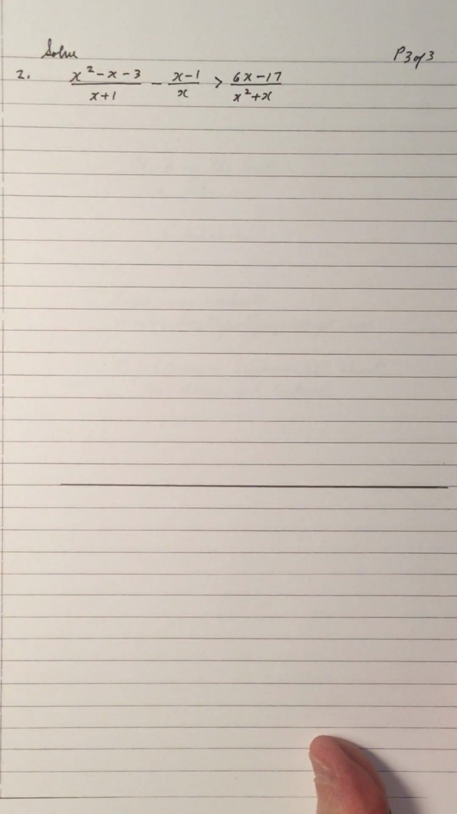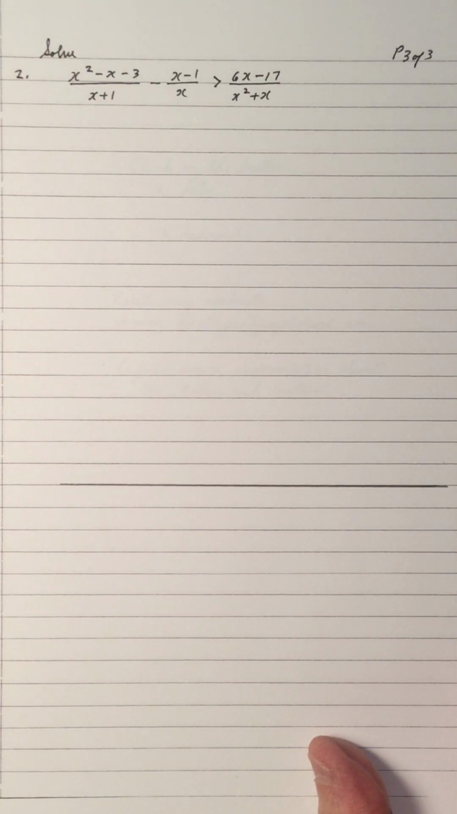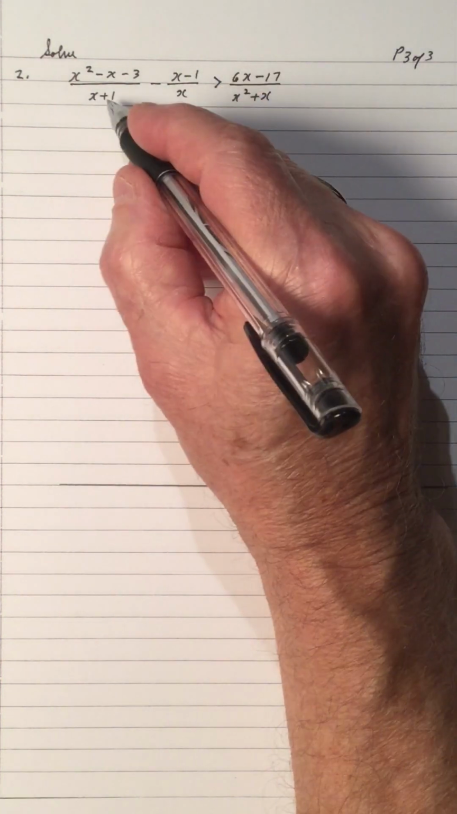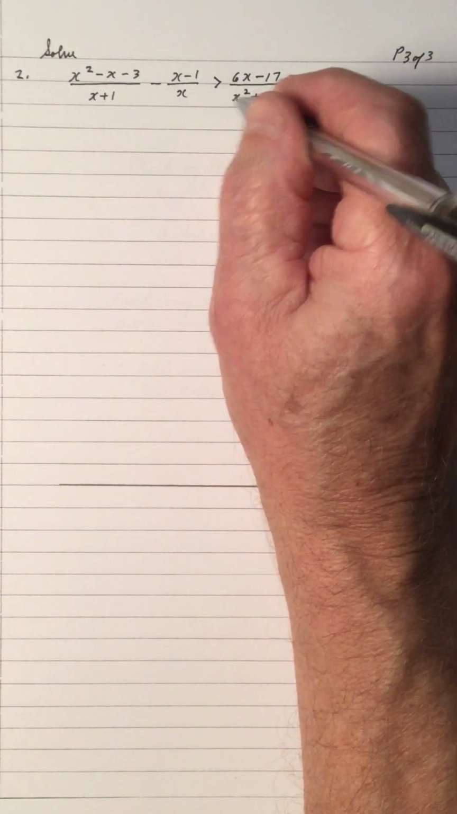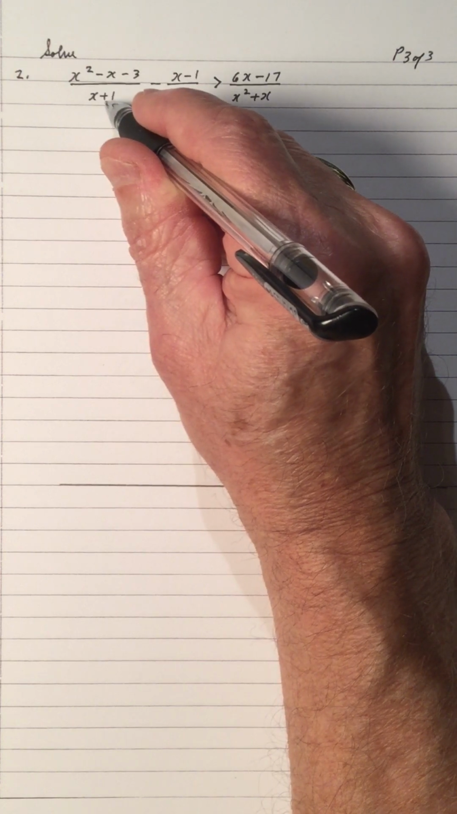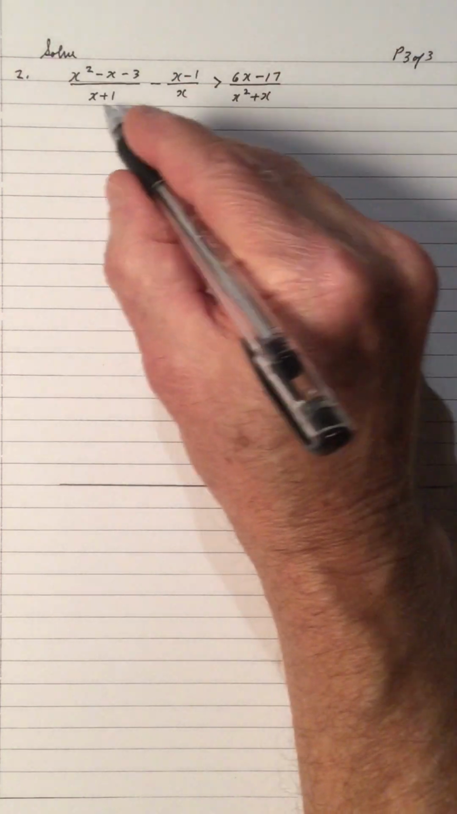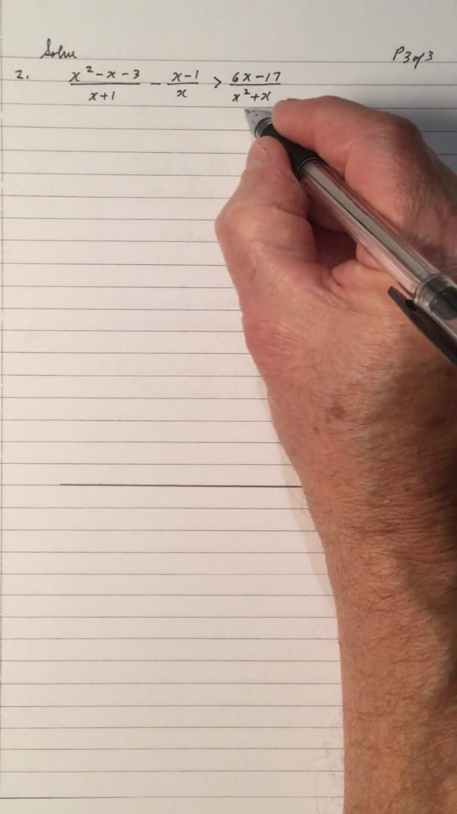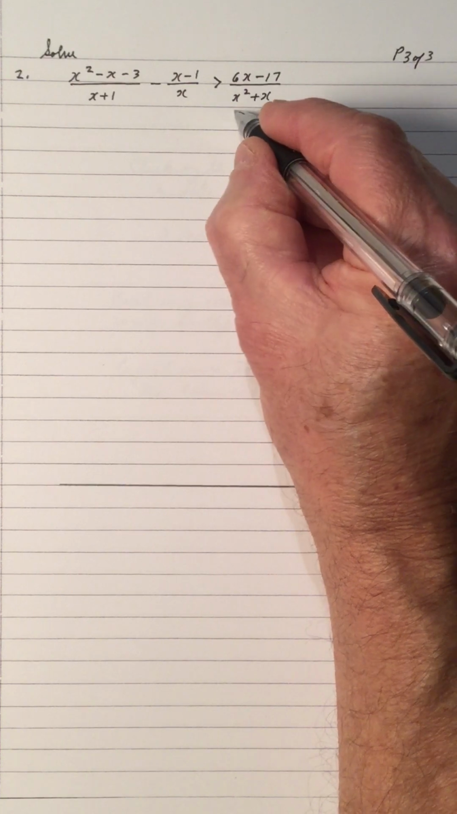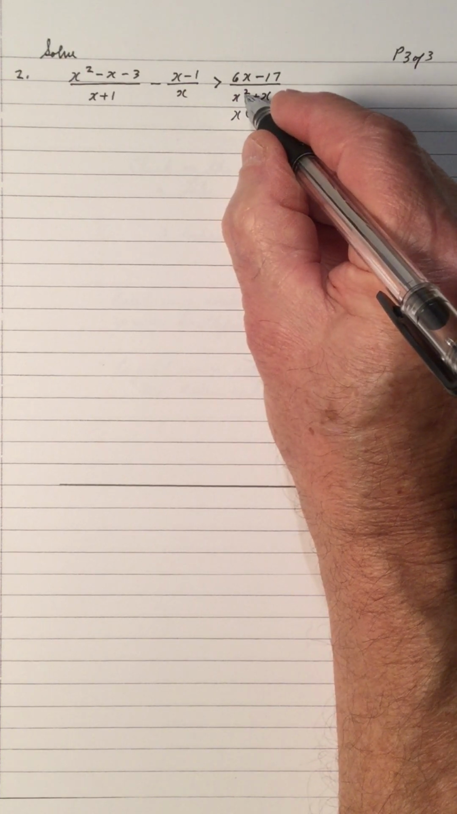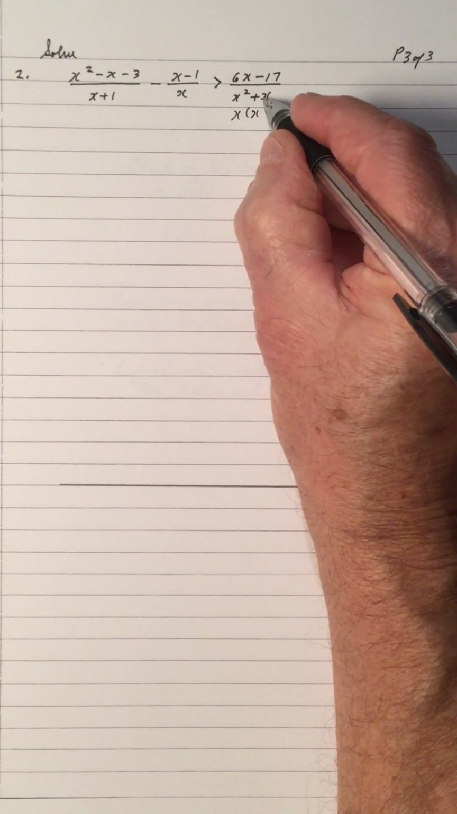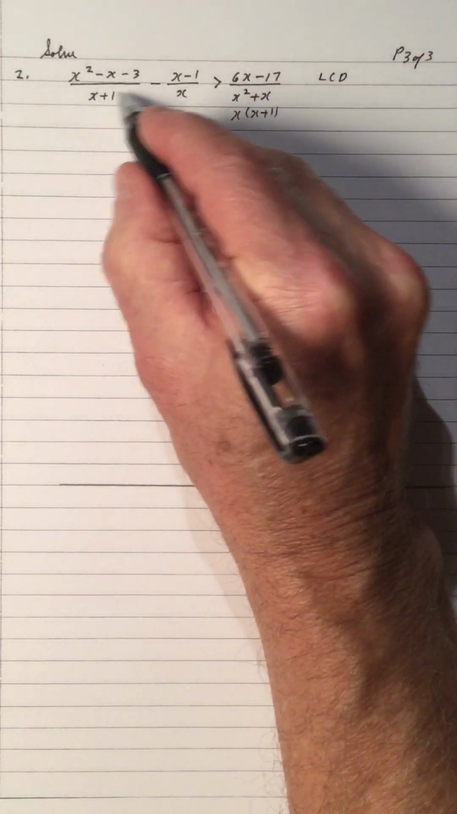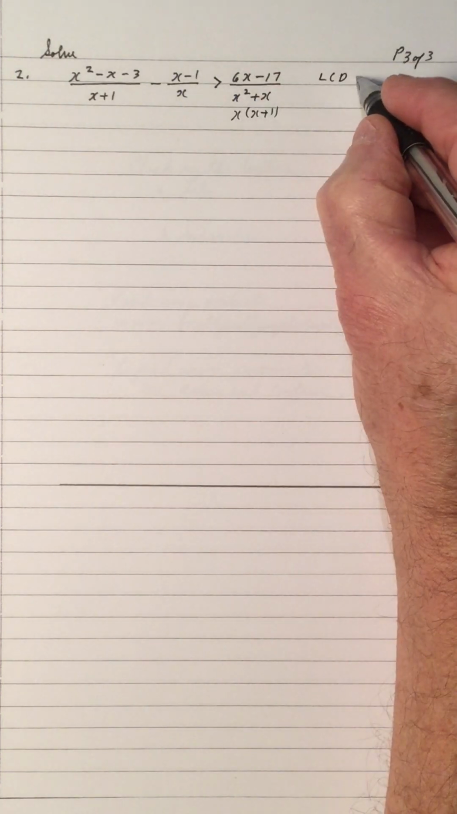Okay, let's try another one. This time, to do more math, we have fractions, but the fractions have rational or algebraic expressions in the denominator. So this denominator is x plus 1. This denominator is x squared plus x. So we factor this. We have x is common, and we divide x squared by x, we get x. Divide x by x, we get 1. So the LCD is x times x plus 1.